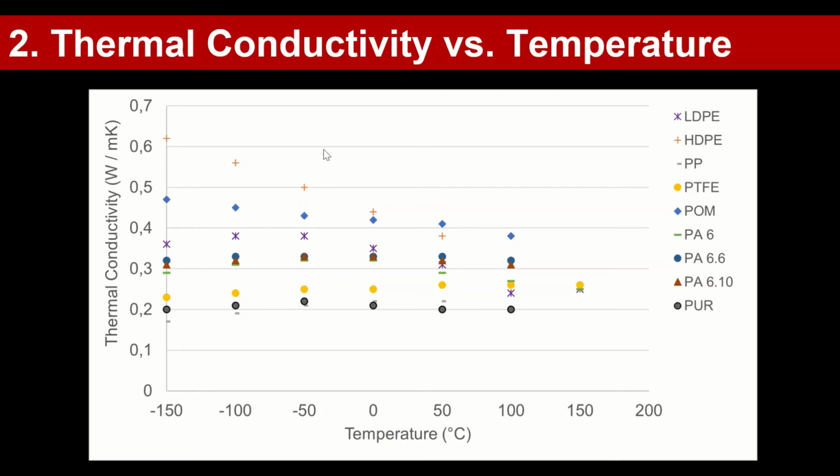However, when you take, for example, high density polyethylene, this orange cross here, we start at low temperature with high thermal conductivity and then it decreases at higher temperature. So it's again a different behavior. And long chain polyamides, for example PA610, also have an almost constant conductivity over the temperature. So it's always good to have a look at how this behaves.